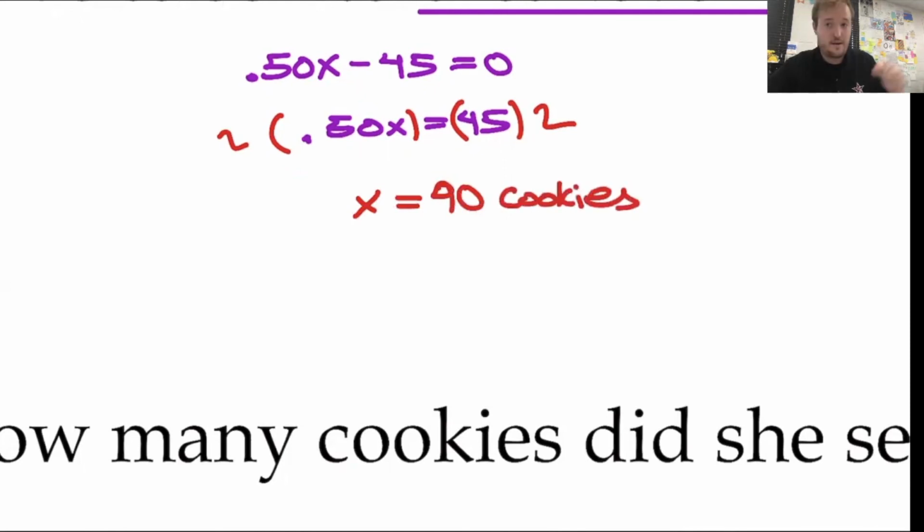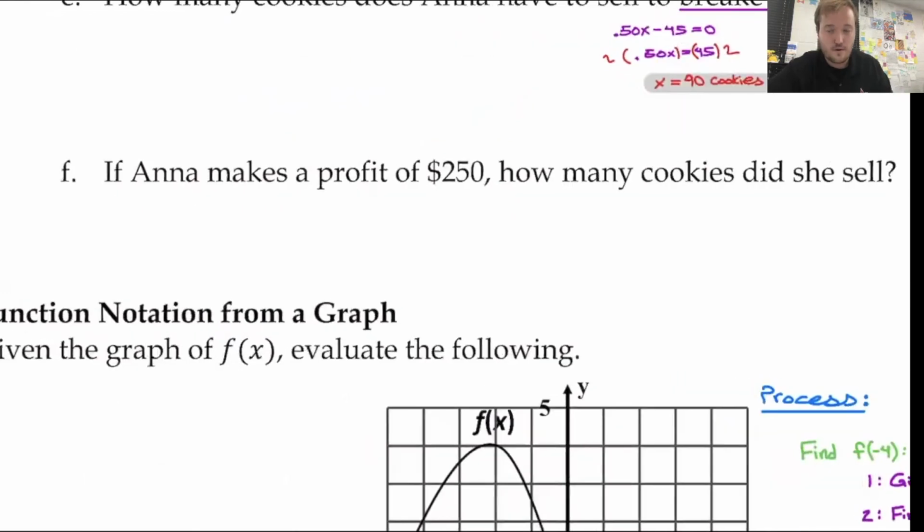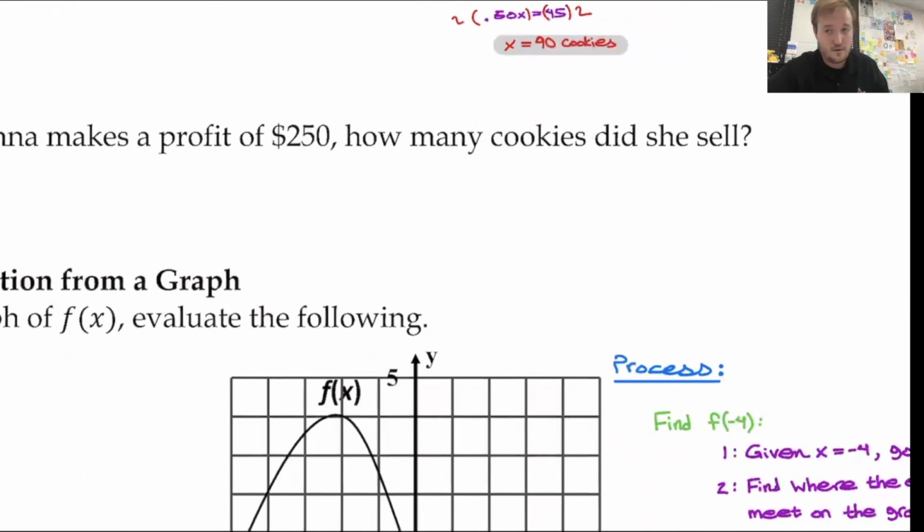So if she sells 91, she made a profit. If she only sells 89, it's a loss. And they say you never use math in real life. Okay. So now, if Anna makes a profit of $250, how many cookies did she sell?